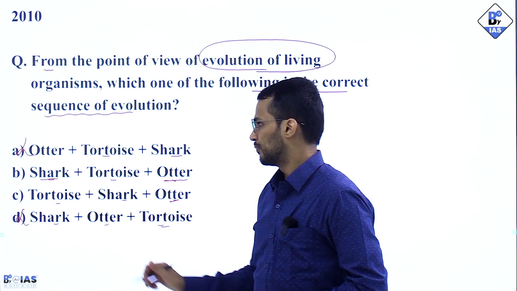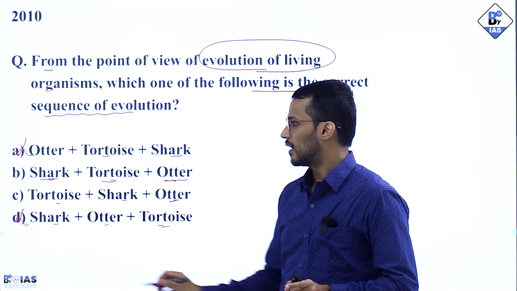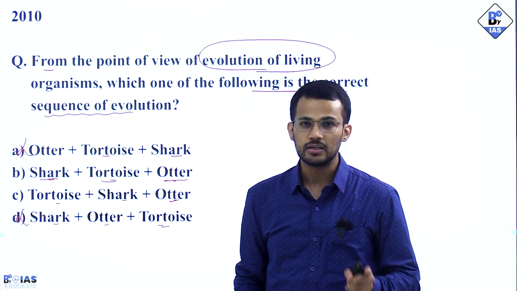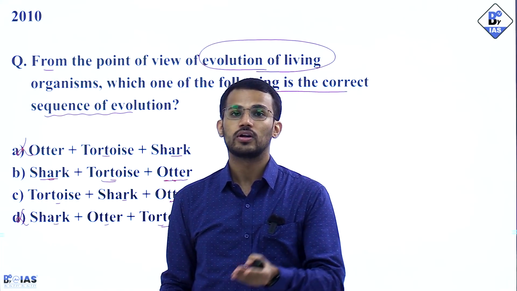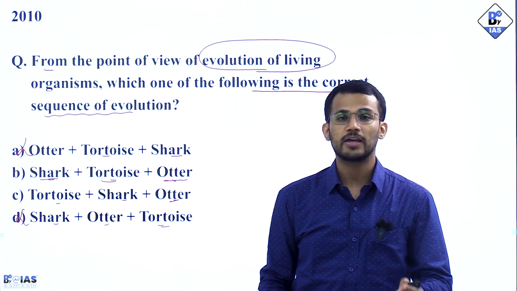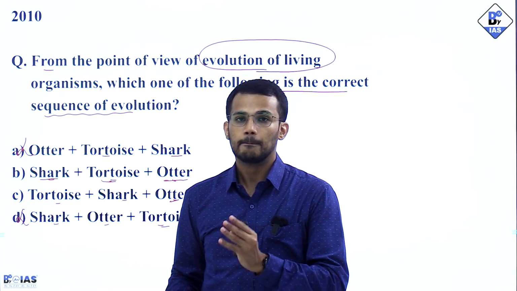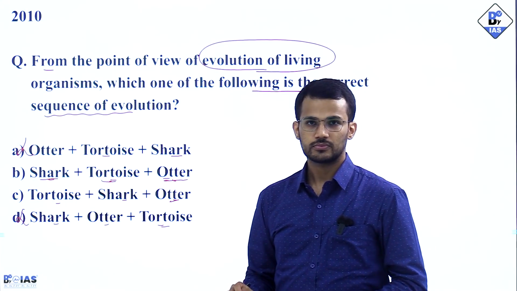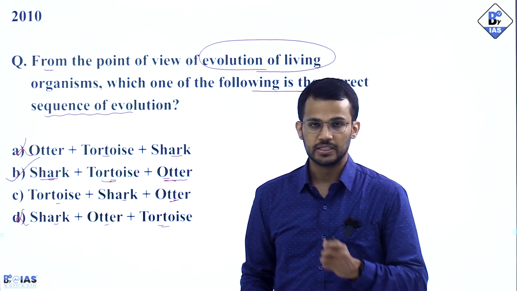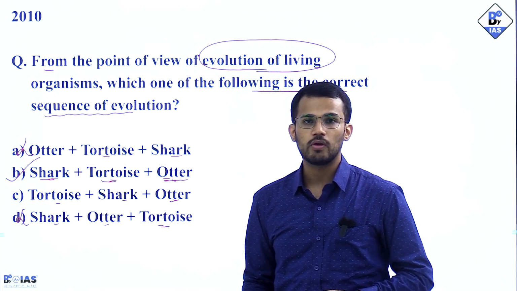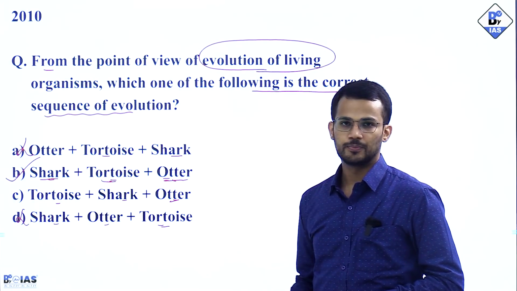So it is in option B that they have given shark as the animal species which has evolved at the first, followed by tortoise and then otter, right? So we are left with only option number B, because it is shark, which are fishes that have evolved at the first time, followed by evolution of amphibians like tortoise, and then mammals like otter, right? So for this question, correct answer is B, right? So I hope you have understood this question. Answer for this question is B.